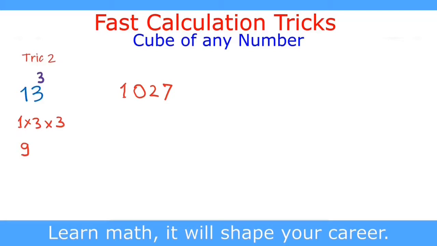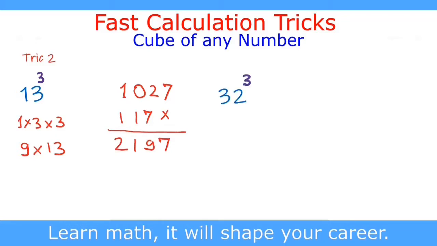Now we will multiply this 9 with the original number 13. So we write 9 multiplied by 13, and 13 times 9 is 117. So we write 117 leaving the units place, and we add these. So 7 plus 2 is 9, 0 plus 1 is 1, and 1 plus 1 is 2. The answer for the cube of 13 is 2197.